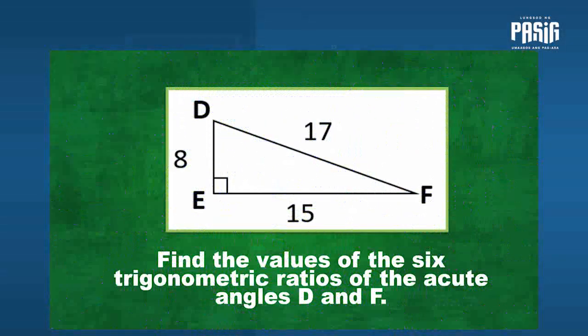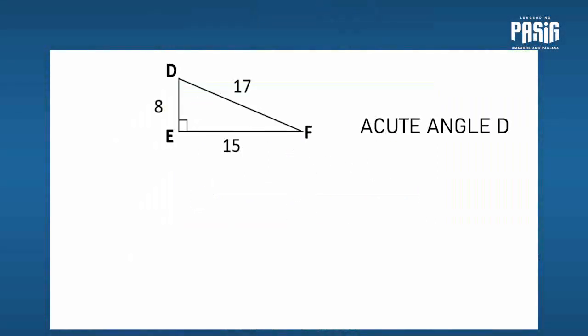Find the values of the 6 trigonometric ratios of the acute angles D and F. Let's start with the acute angle D. The side opposite angle D is side EF and has a length of 15. The adjacent side is side DE with a length of 8, and side DF is the hypotenuse with a length of 17.